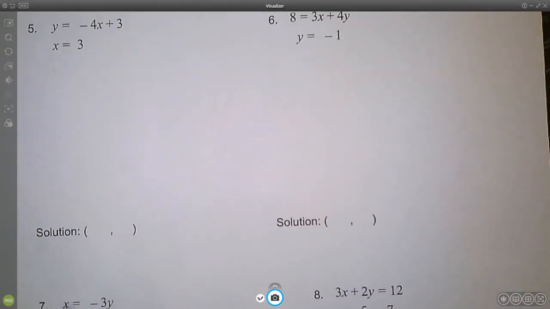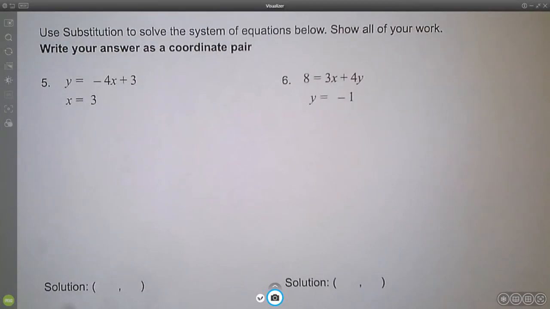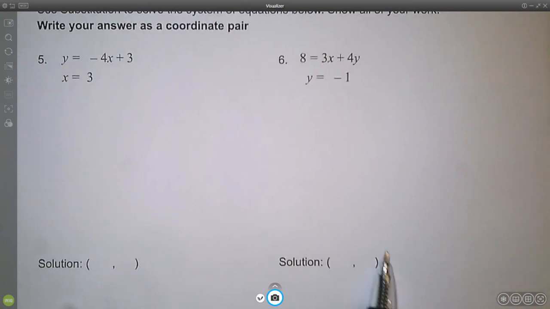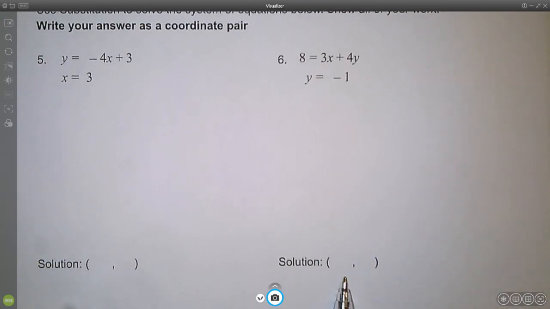Okay, so now we're going to do number 6. 6 says, use substitution to solve the system of equations below. Show all of your work. Write your answer as a coordinate pair. Down below here, this is where we're going to write our solution when we're done.